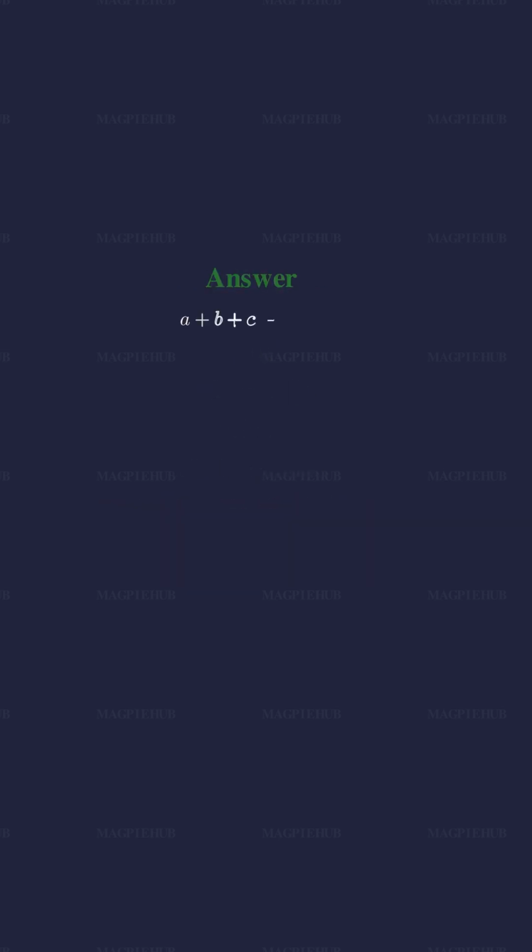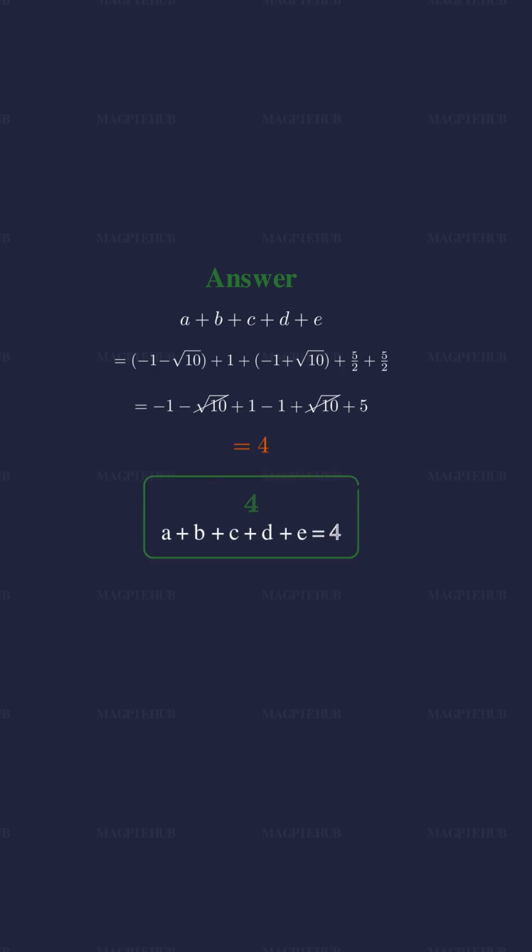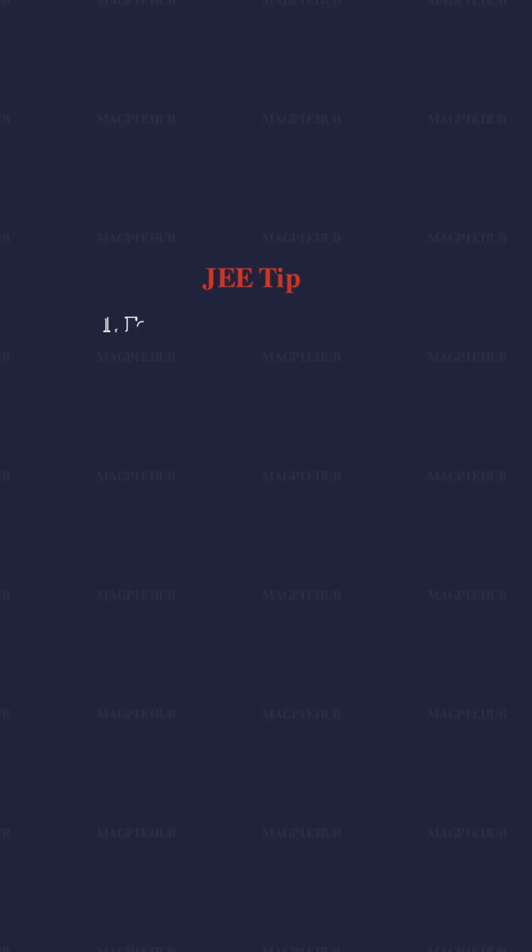Now let us compute the final answer. a plus b plus c plus d plus e equals minus 1 minus root 10, plus 1, plus minus 1 plus root 10, plus 5 over 2, plus 5 over 2. Notice that minus root 10 and plus root 10 cancel out. We get minus 1 plus 1 minus 1 plus 5, which equals 4. The answer is 4.